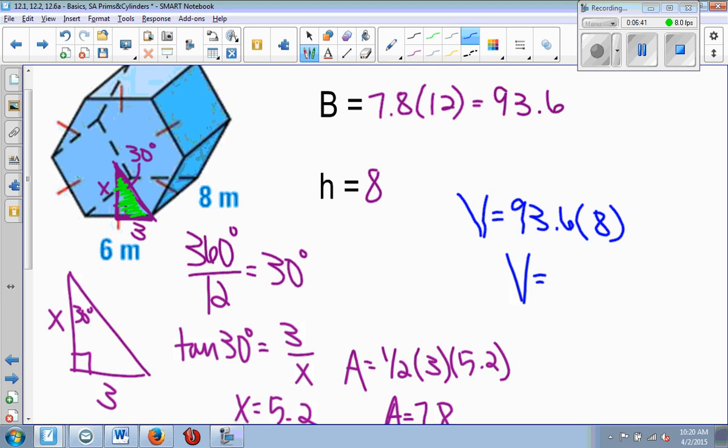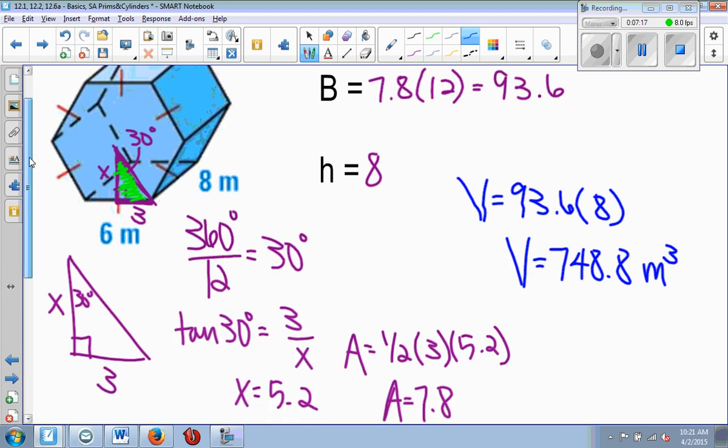So once I've found that my area of base is 93.6, if I multiply by the height of the prism, which is 8, I get a final answer of 748.8, and it would be in cubic meters, so meters cubed. So finding the area of the base in this hexagon-based figure is a little more difficult than finding the area of the base of the figures on the front. Doesn't mean you can't do it, it just means that it's a little bit more time-consuming, a little bit more labor-intensive.